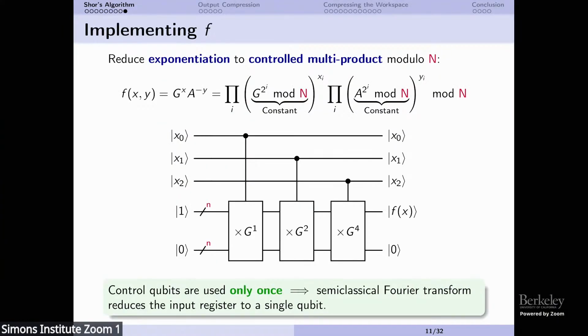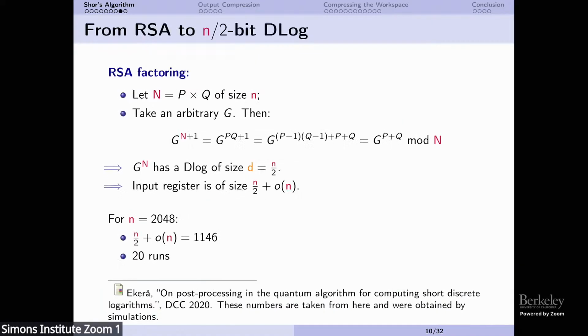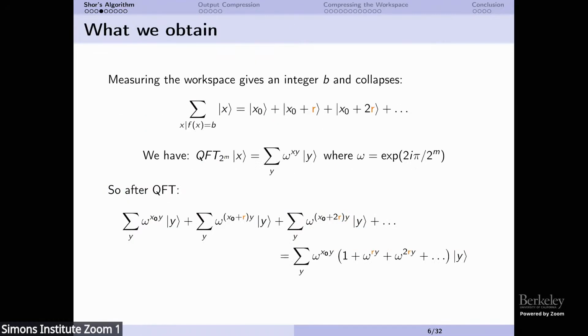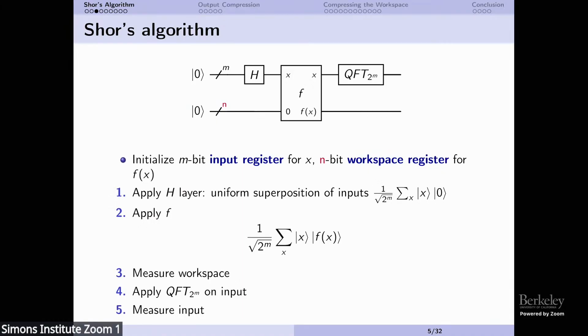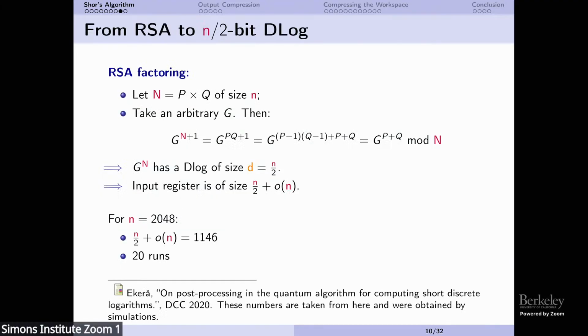Good. Let's go to implementing actually the function f. As you noticed in this algorithm, everything is simple except the f part. QFT and Hadamard transform are supposed to be efficiently implementable, but we will have to focus on this, and this is actually a classical arithmetic circuit. So let's focus on the f part.